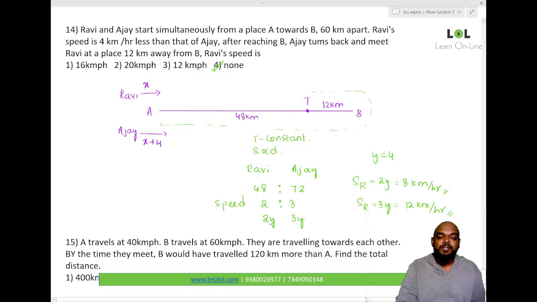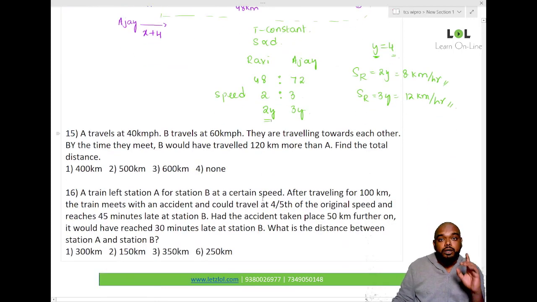I can consider their speeds as 2y and 3y. Now what is the difference between 2y and 3y? Y. That is the speed ratio. According to the question, that is the speed difference. According to the question, what is the speed difference between them? 4. So we got y value as 4. We want Ravi's speed, which is 2y. So that is 2 into 4, 8 kilometers per hour. Simple. The question looks tricky, people, but if you're good with the concept, you can easily play with it.